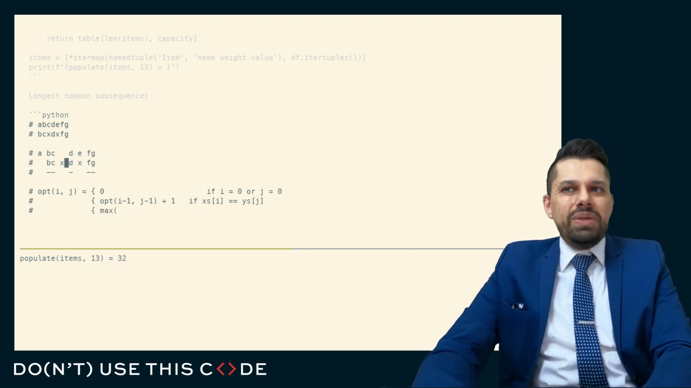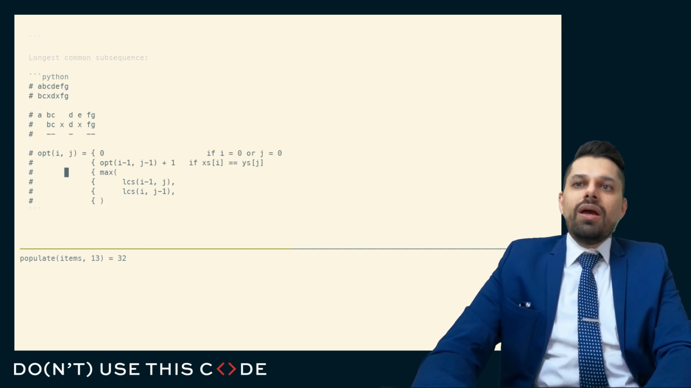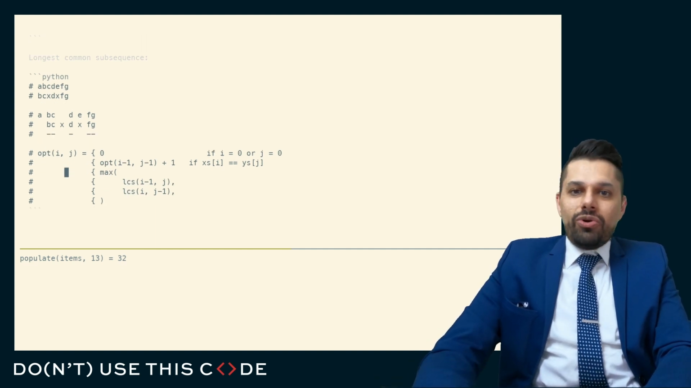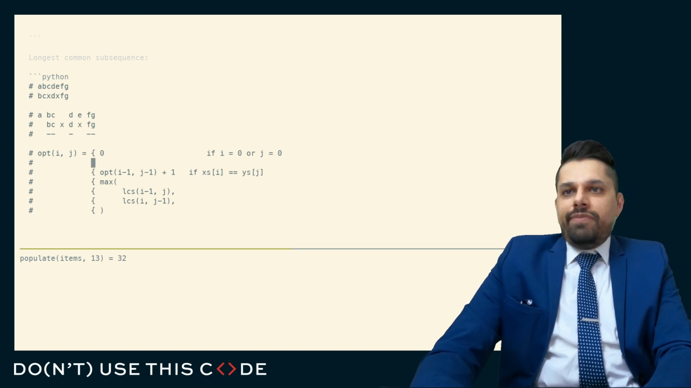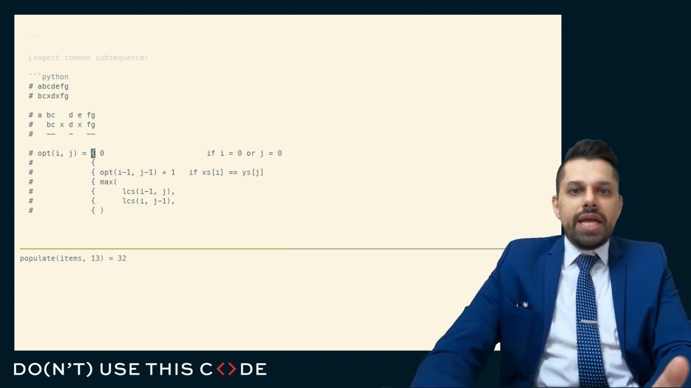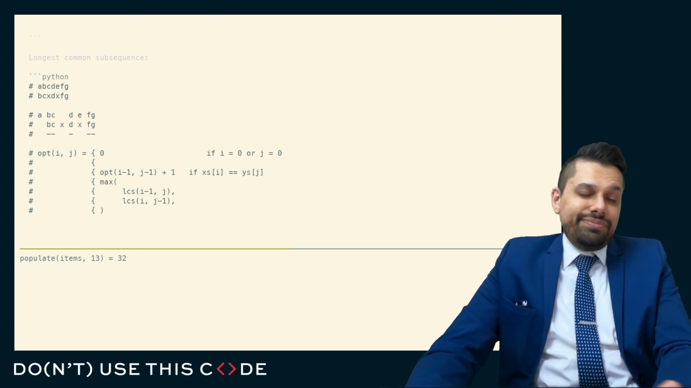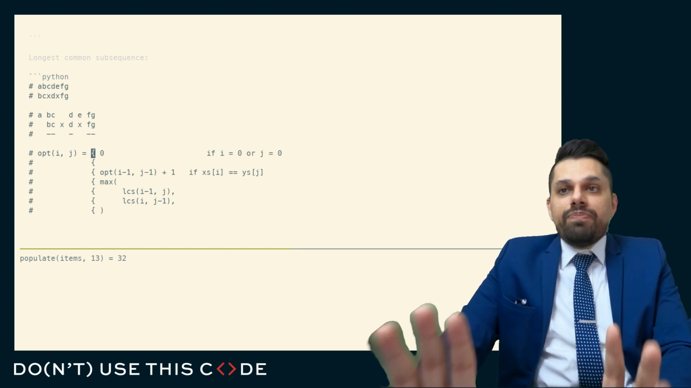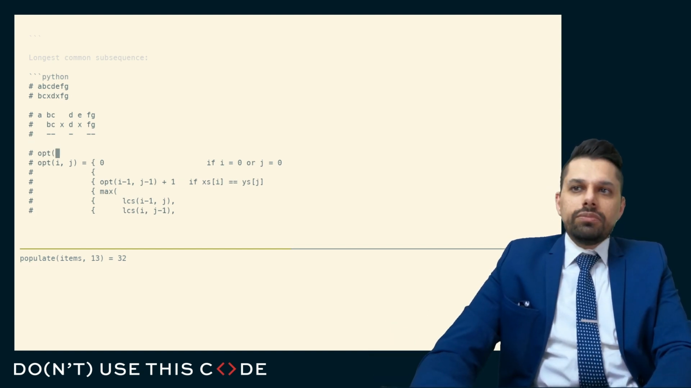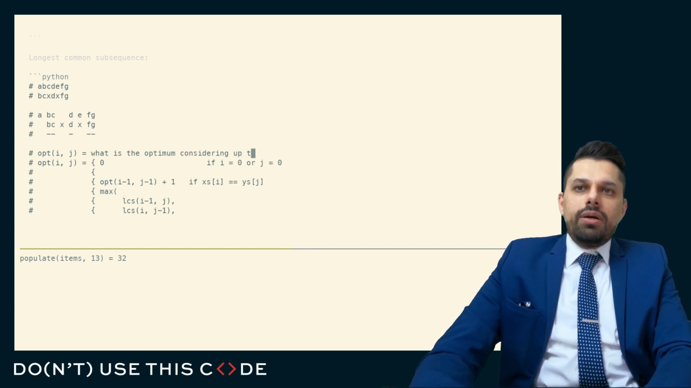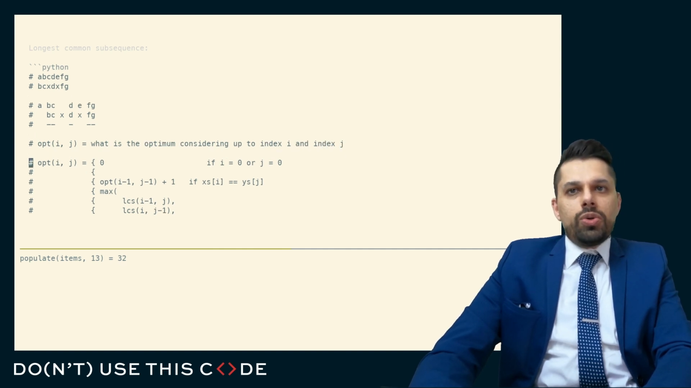So here you can see it's going to be B, C, D, F, G. Well, here's my dynamic programming optimization. Either, if there are no elements, if I and J have no elements in them, sorry, let me reformulate this. This here is what is the optimum considering up to index I and index J on the 2 input data sets, which we'll call X's and Y's.